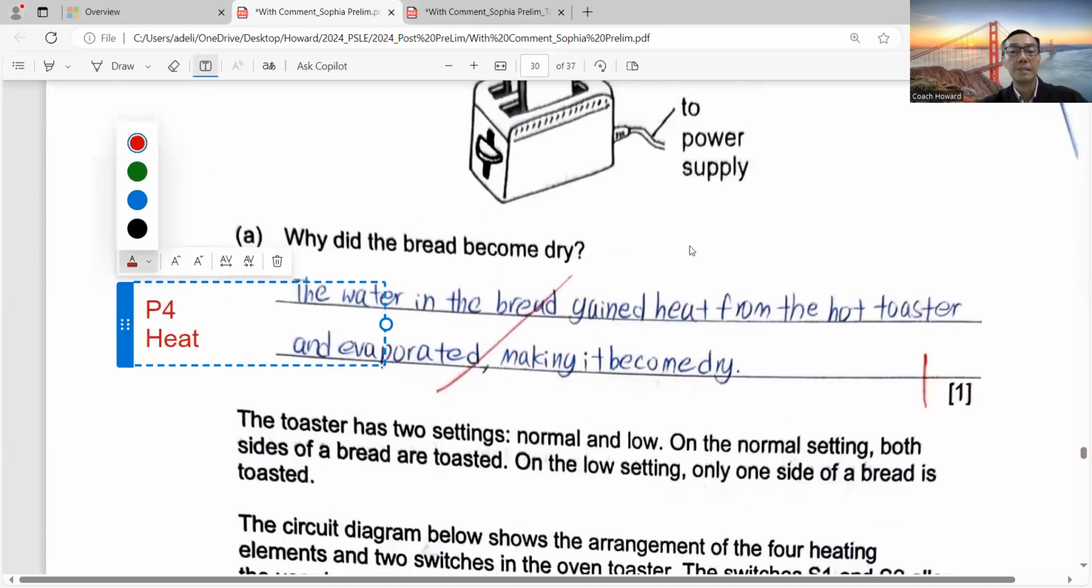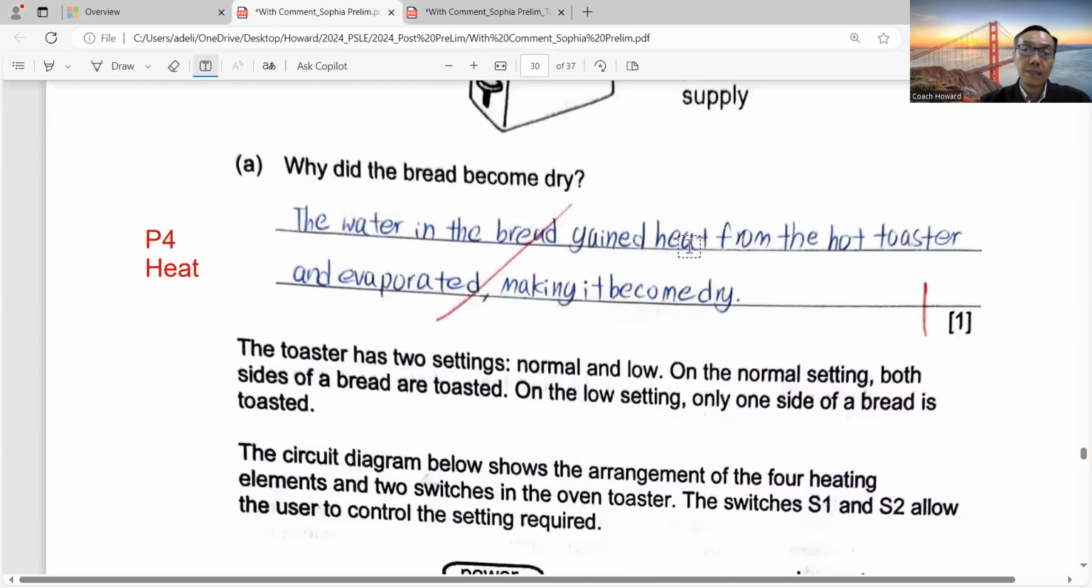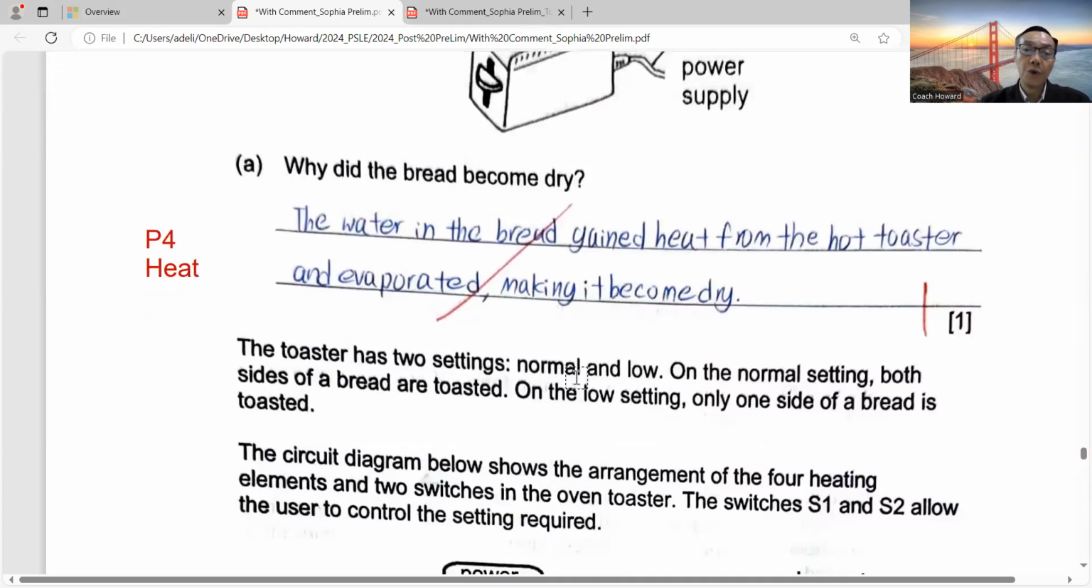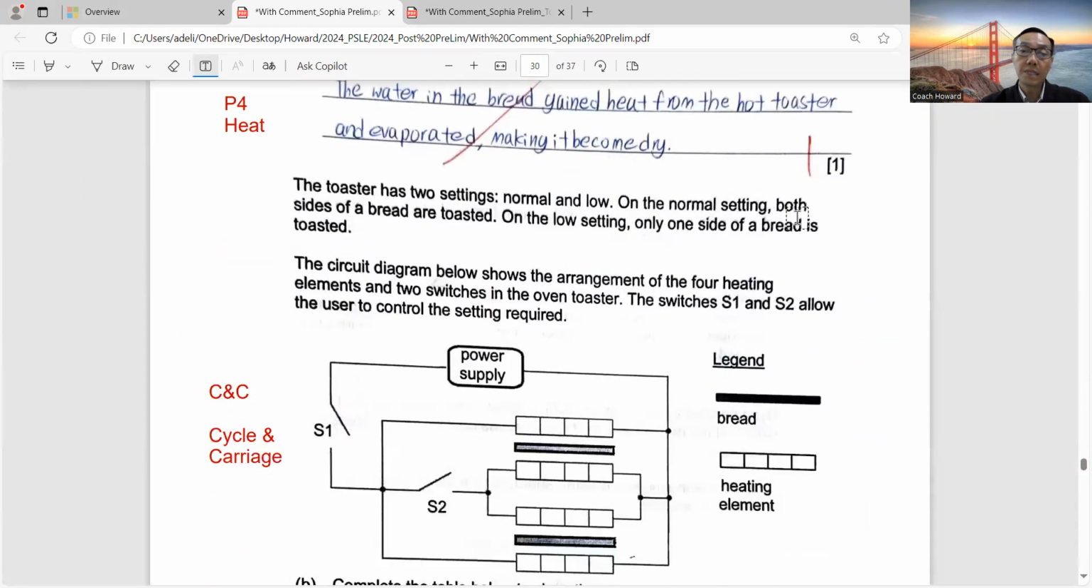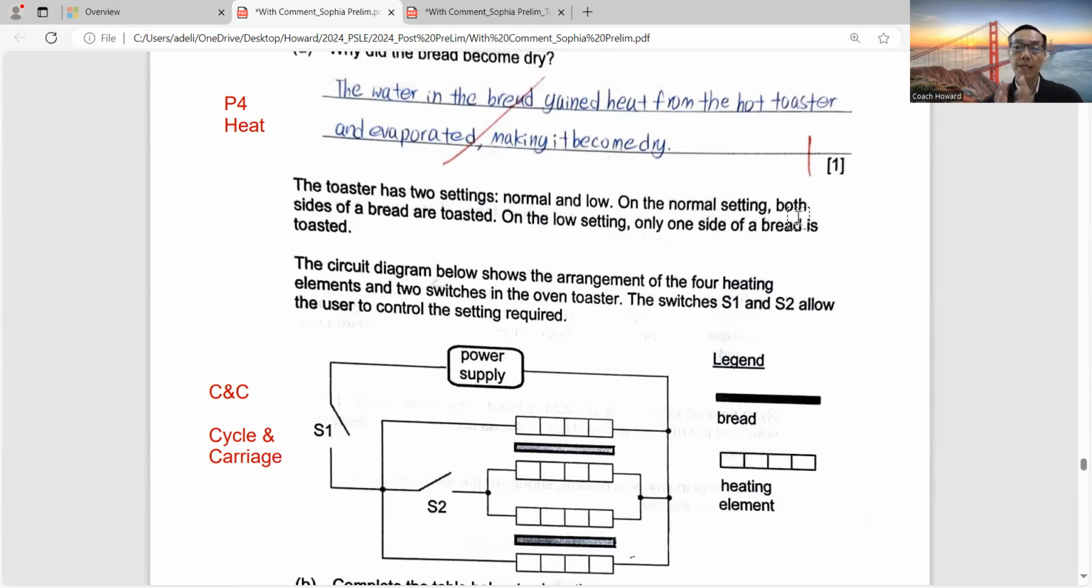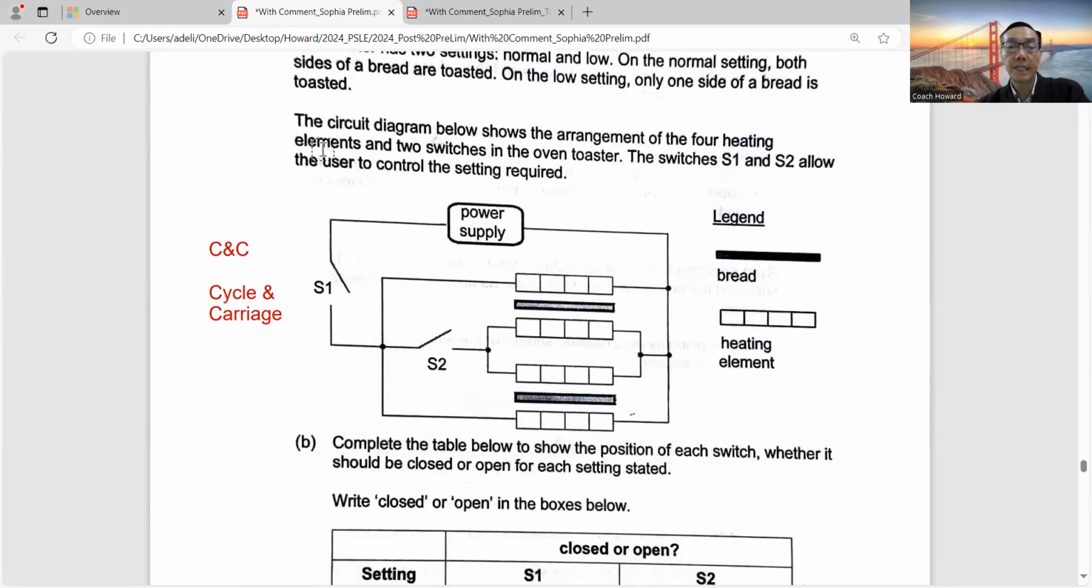Okay, next, the toaster has two settings, normal and low. On the normal setting, both sides of the bread are toasted, because the bread has two sides, right? Just like a coin, right? On the low setting, only one side of the bread is toasted. And this circuit diagram shows the arrangement of the four heating elements. So which are the heating elements?